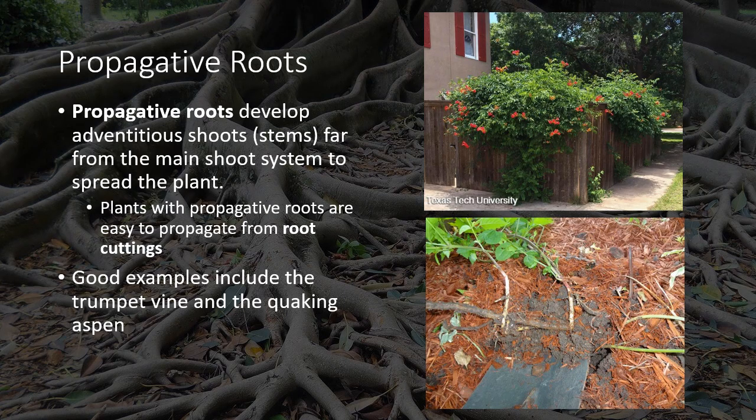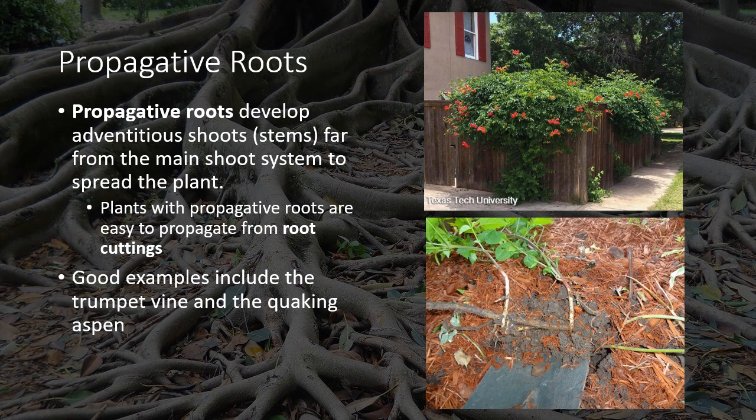Propagative roots are roots which develop adventitious shoots. So we've talked about adventitious roots. We can also have adventitious shoots. An adventitious root develops from non-root tissue, and an adventitious shoot develops from non-shoot tissue. So with these propagative roots, the plant grows roots out, and then the roots produce shoots far away from the main plant. And that helps the plant propagate itself and spread.